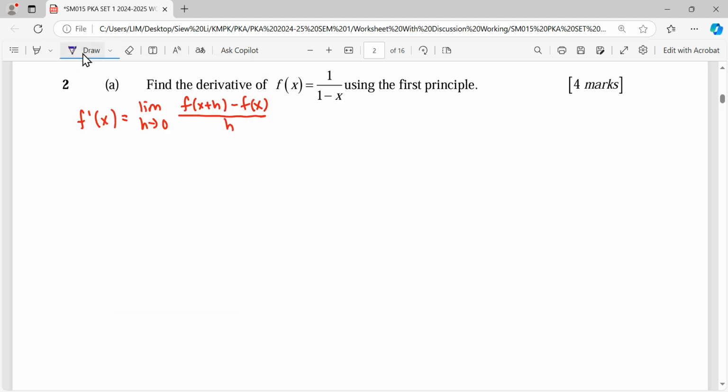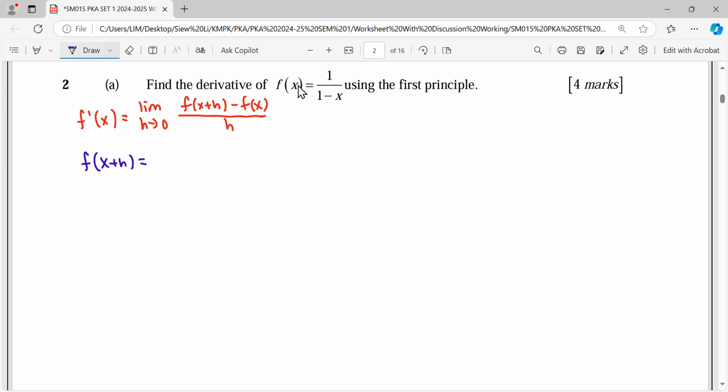So for our function, we need to find out what f(x + h) is. So substitute x + h in the place of x here. You will have this function f(x + h). Then we evaluate this limit.